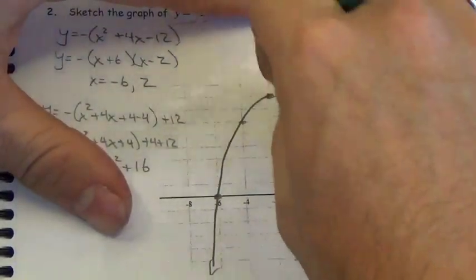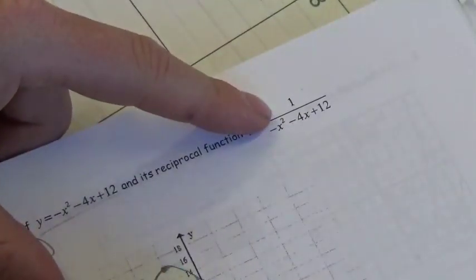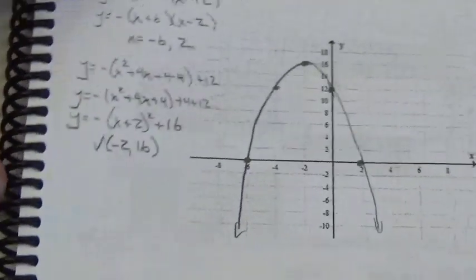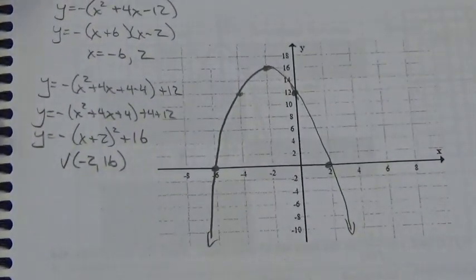That's not going as nicely as I would have liked. There we go. So there's our parabola. Okay, there's the original. Now we're going to draw its reciprocal.